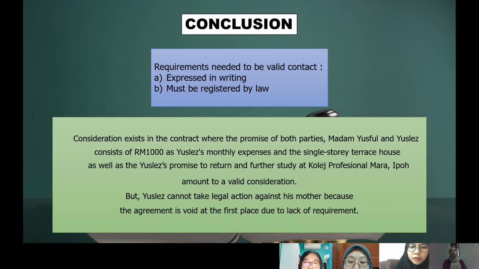Okay, so my name is Nurul Syafikah Saubari. I will talk about the conclusion. In conclusion, consideration exists in the contract where the promises of both parties, which consist of 1,000 ringgit as Useless's monthly expenses and the single-story terrace house, as well as Useless's promise to return and further study at KPM Ipoh, are valid consideration.